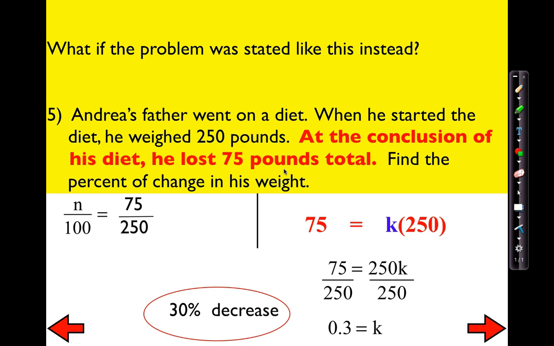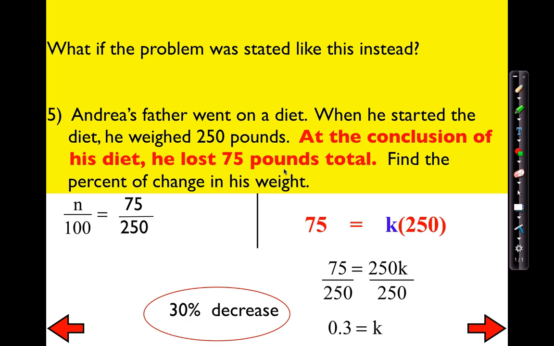Now, what if the problem started like this instead? What if it said, Andrea's father went on a diet. When he started the diet, he weighed 250 pounds. At the conclusion of his diet, he lost 75 pounds total. Find the percent of change in his weight.